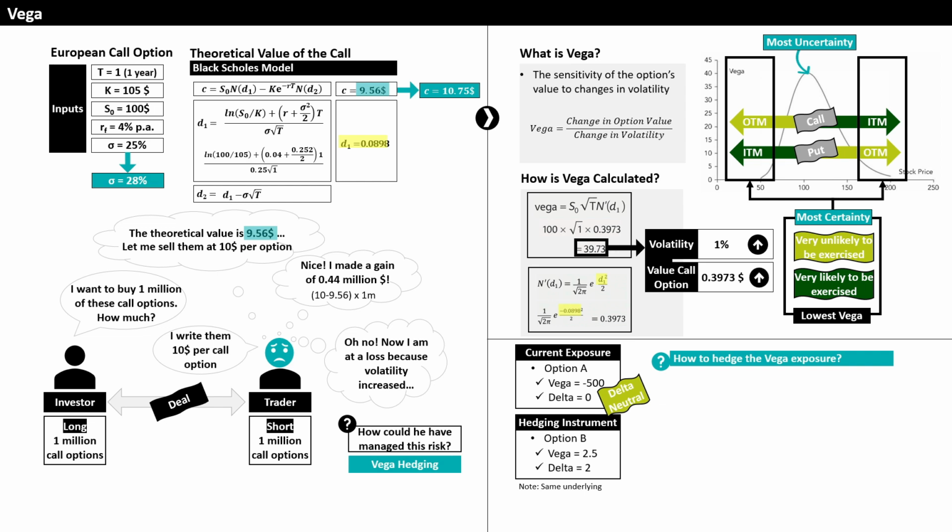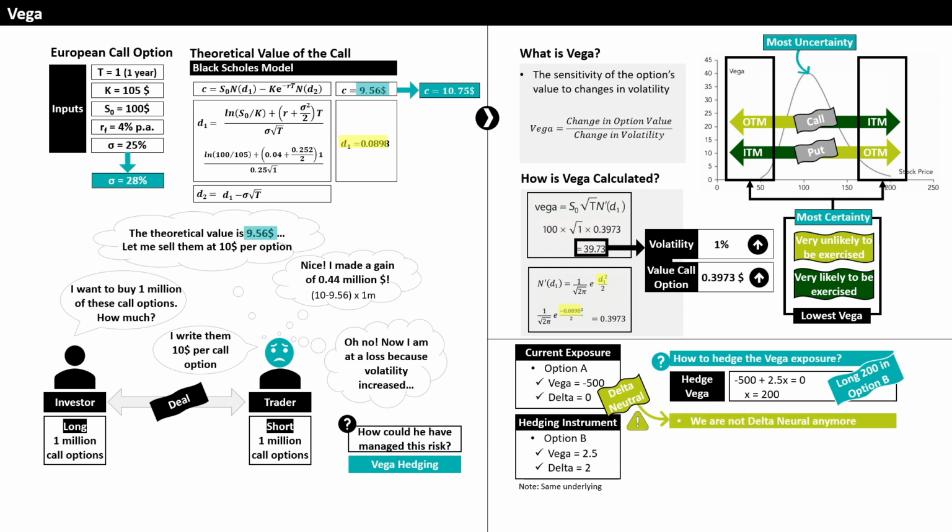And this is actually very simple. All we need to do in this case is to write up the hedging equation and solve it for x. Solving this for x, we get 200, which basically means that we need to go long 200 units of option B. But the story doesn't end here, and this is because by doing this move, we are not delta neutral anymore. And of course, this is because our delta exposure becomes 600 after hedging Vega.